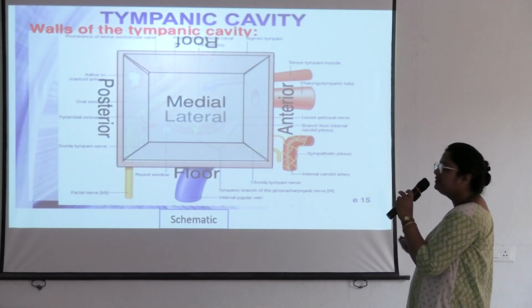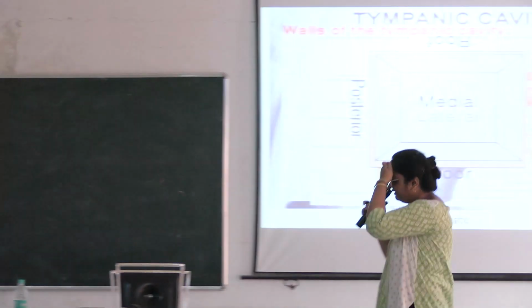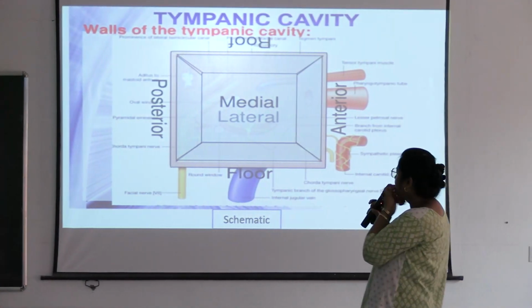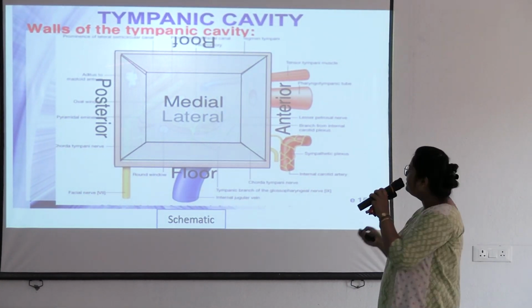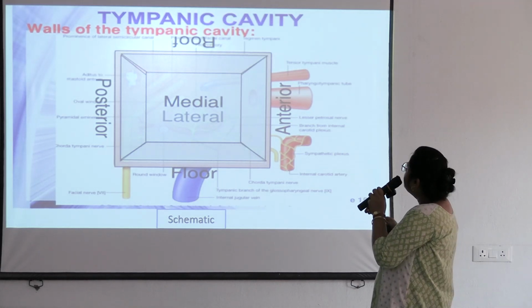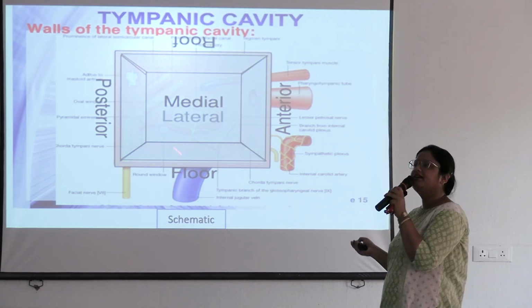These are the different walls. It is a square shaped, box like structure, so it has 6 walls. And the 6 walls are anterior, posterior, medial, lateral, roof and floor. So these are the 6 walls of the middle ear.